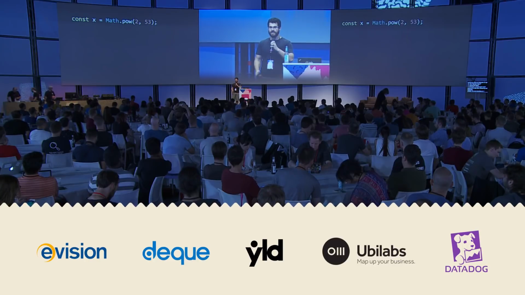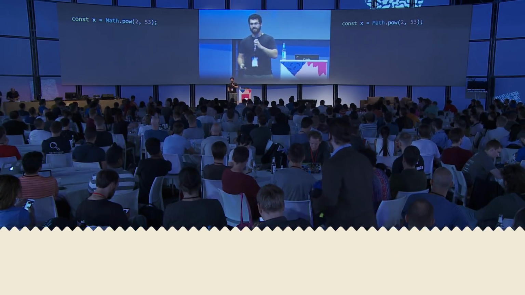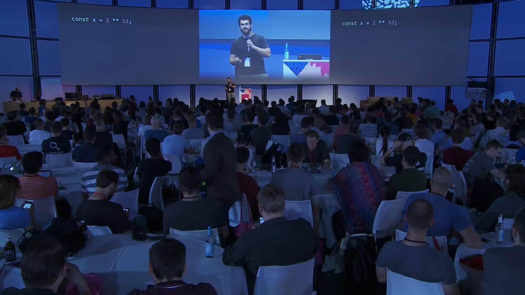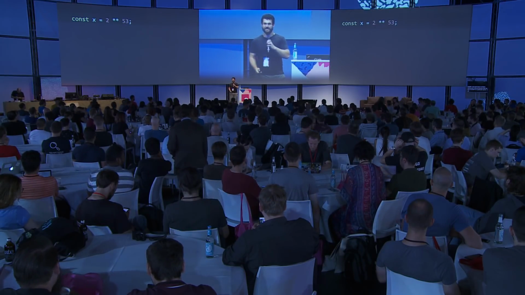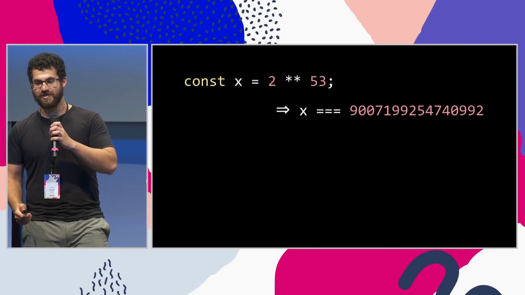Math.pow is this function that can take a number to a particular power. So here, x will be 2 to the 53rd power. Actually, now you can just write 2 star star 53. So what does that equal? This huge number starting with a 9 and ending with a 2.